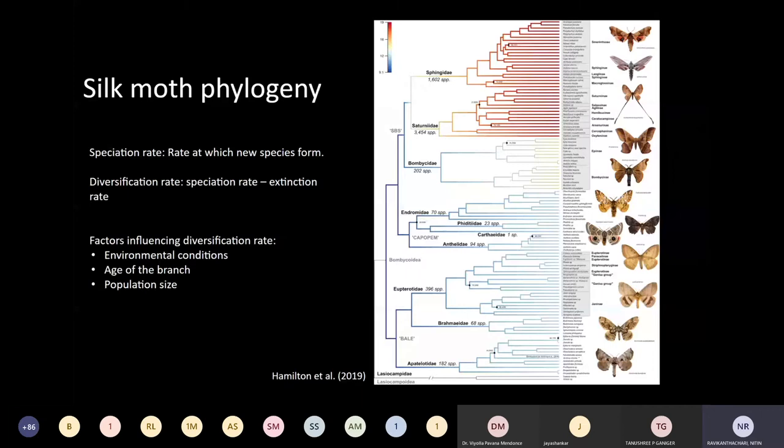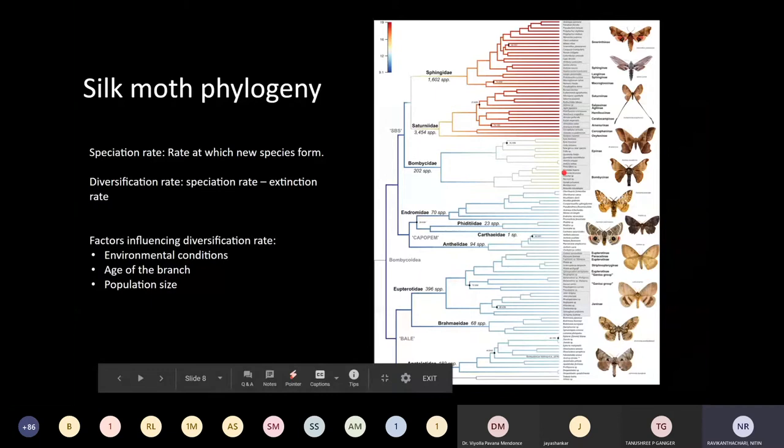what makes some groups diversify more and some groups less species rich is the study of silk moth phylogeny. This came out last year, and it is a really good phylogeny that provided a lot of information. This has been studied in other organisms as well, but this phylogeny, specific to moths, gave us an idea as to why some moth families are very diverse and what can be causing it. To understand that, we need to understand three terminologies.